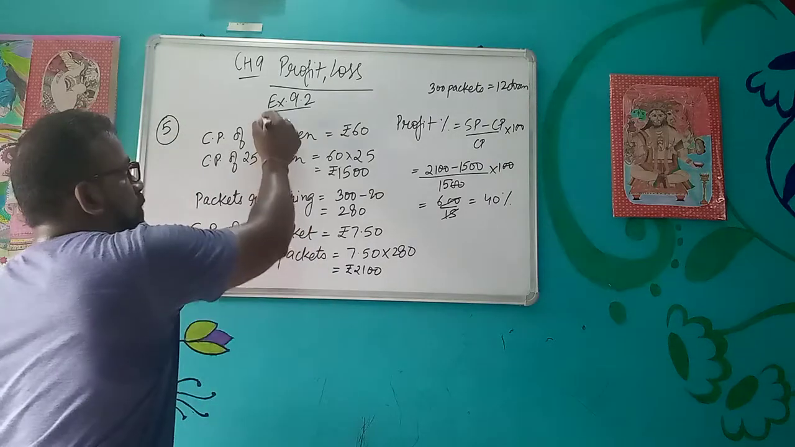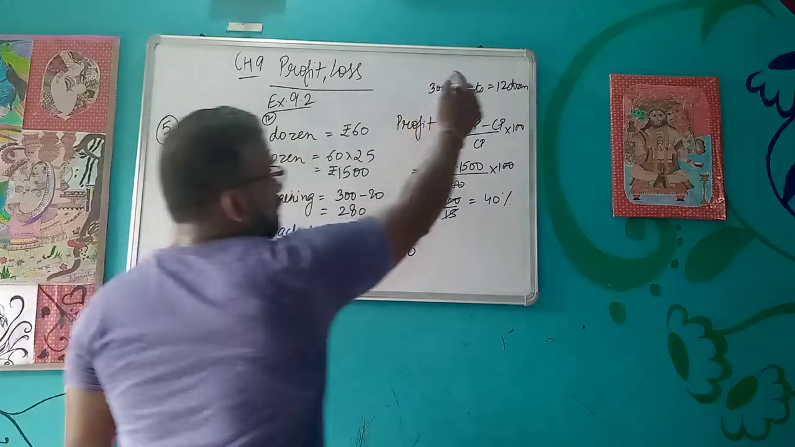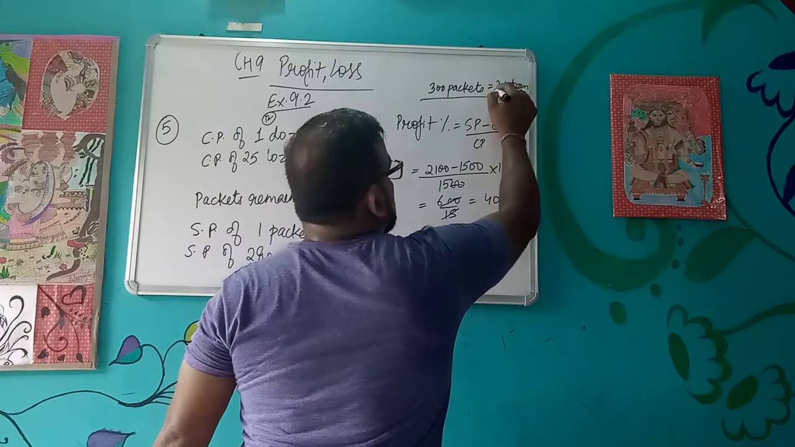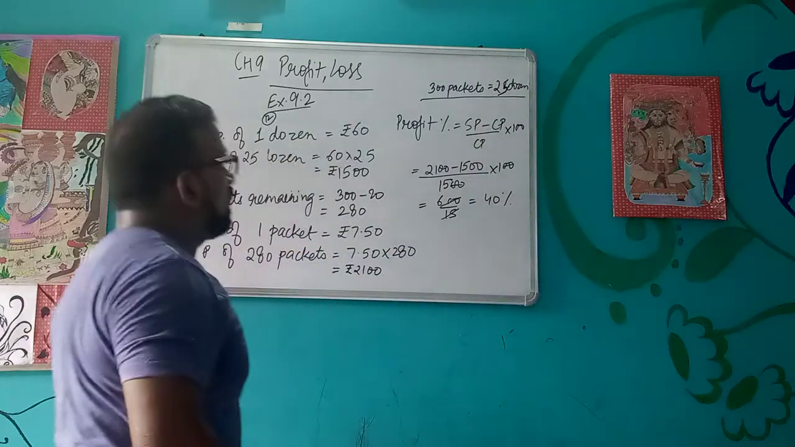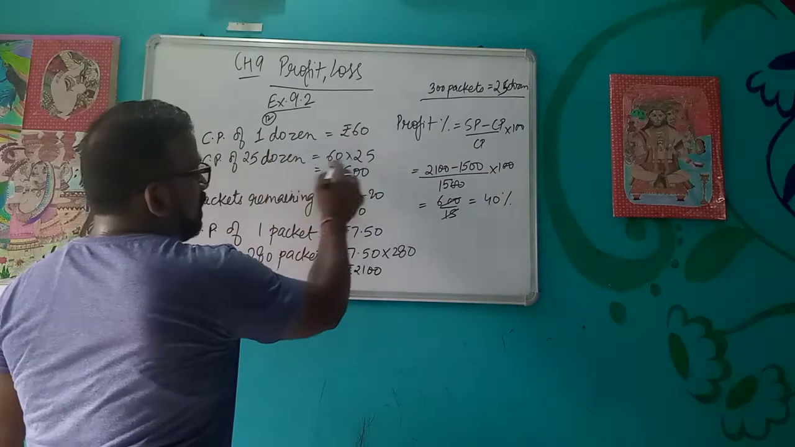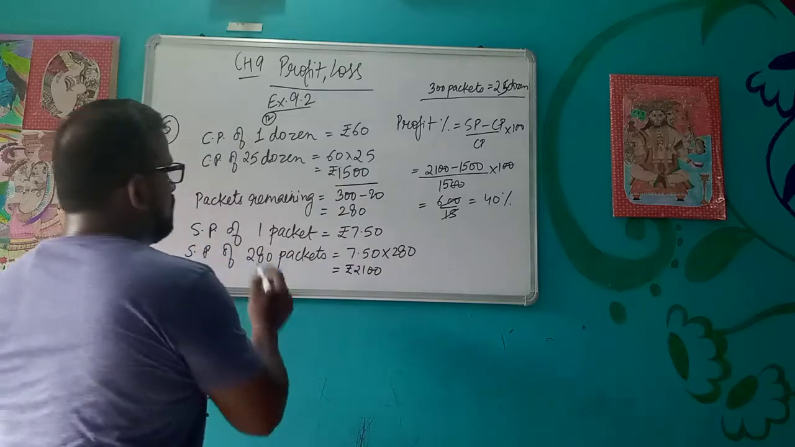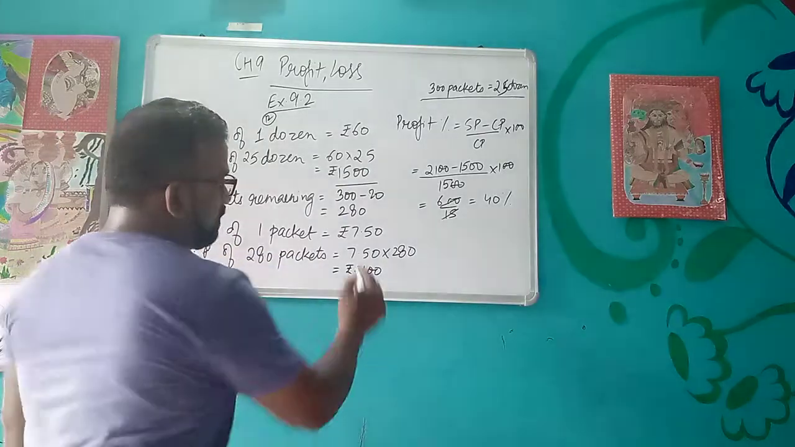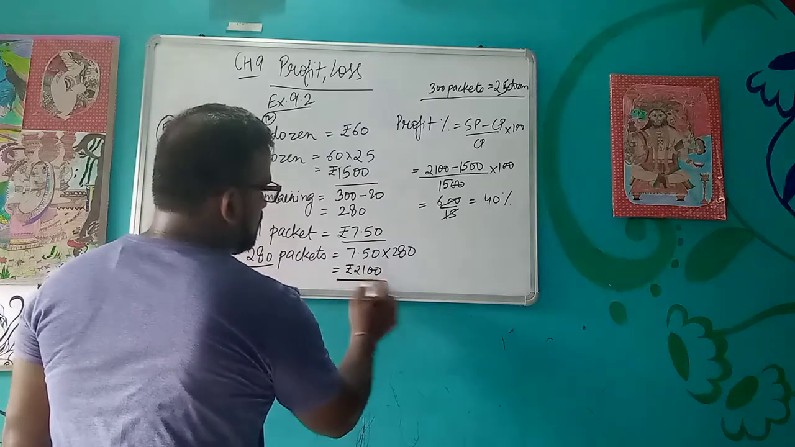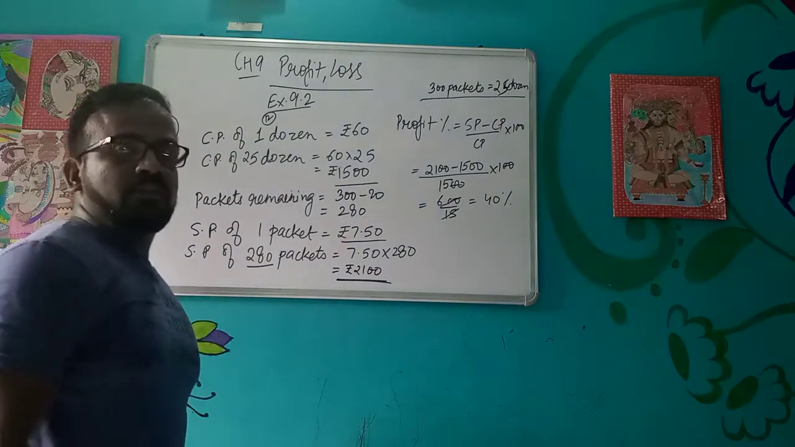In this question, what we have noticed is that the cost price of 1 dozen was given, that is 12 units, and then we converted the given quantity into the number of dozens. 25 dozens were there. Then we calculated the cost price of 25 dozens by multiplying by 25, so you will get CP. Then the selling price of 1 packet was given, and we multiplied it with the remaining packets. So we got SP like this. Then we used this formula to calculate the profit percentage.